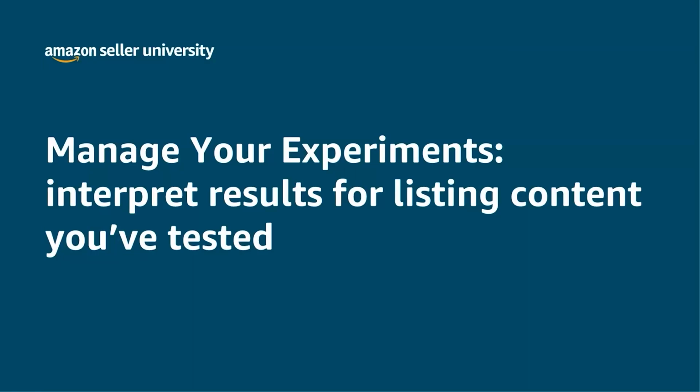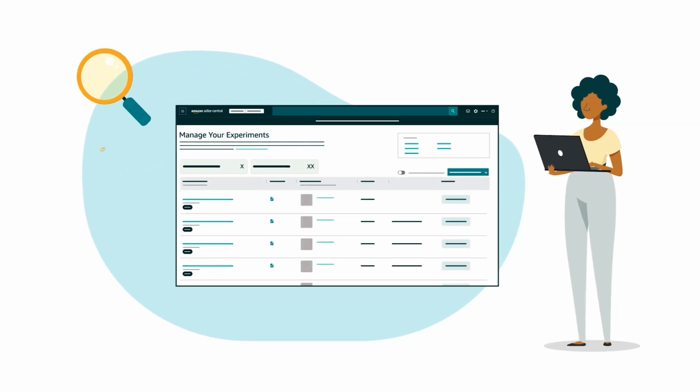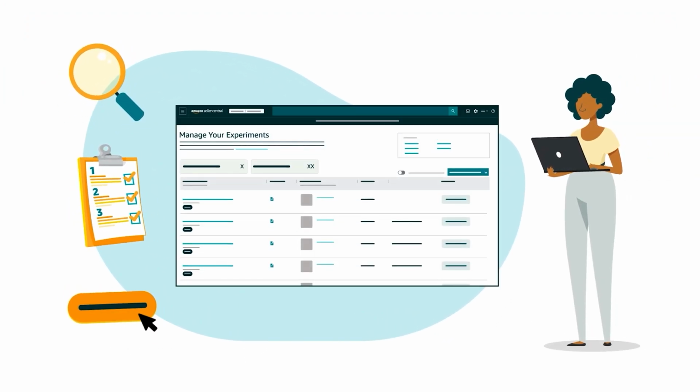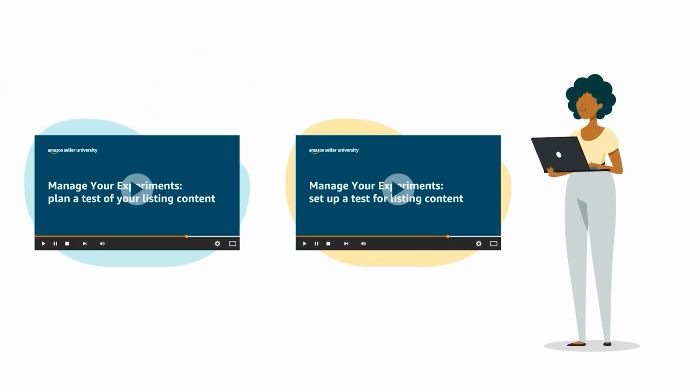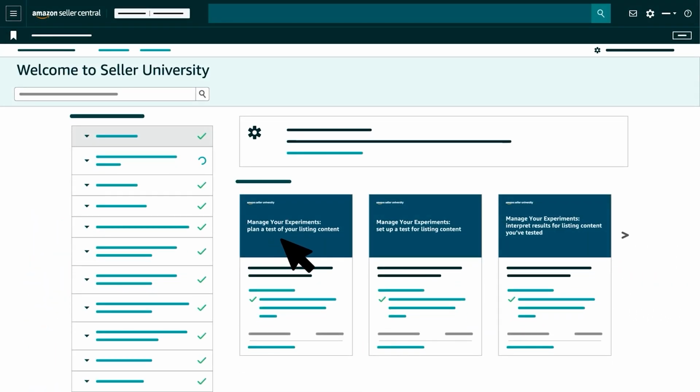Welcome to our training, Manage Your Experiments, Interpret Results for Listing Content You've Tested. In this third video of the Manage Your Experiments series, we'll show you how to view, assess, and apply the results of an MYE test. If you haven't watched our earlier videos on planning and setting up an MYE test, we recommend viewing them before you continue with this final training.